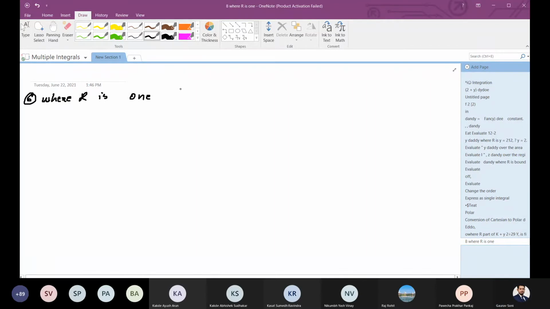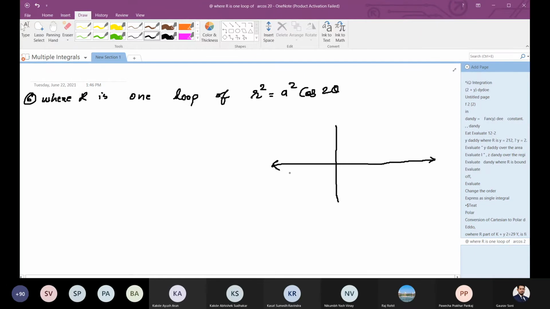Where r is one loop of r square equal to a square cos 2 theta. And what is this? Anyone remember the graph of this?